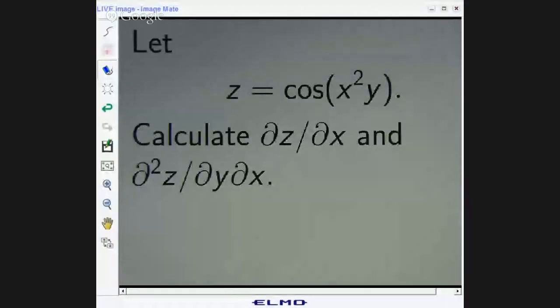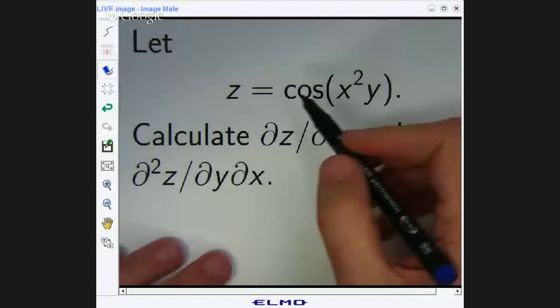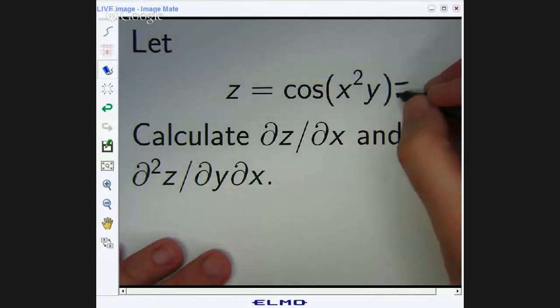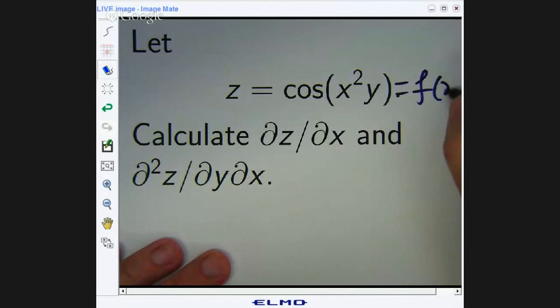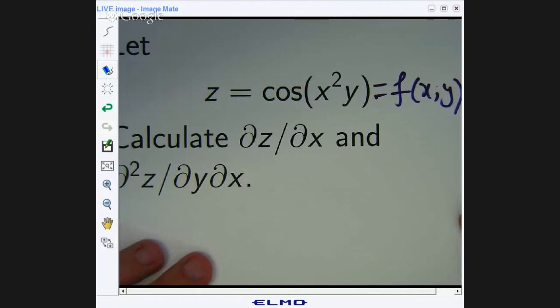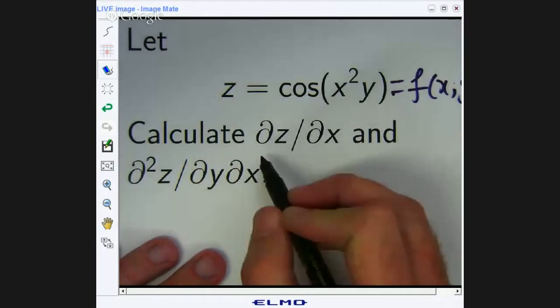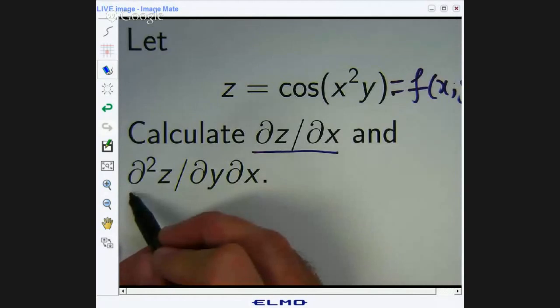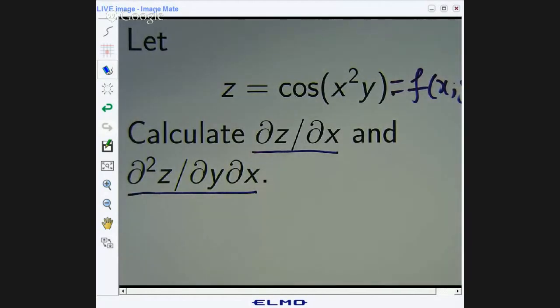Here is the example we're going to look at. We've got a function of two variables here. That's a function of two variables. And we're asked to do two things. We're asked to calculate this partial derivative and this second order partial derivative.